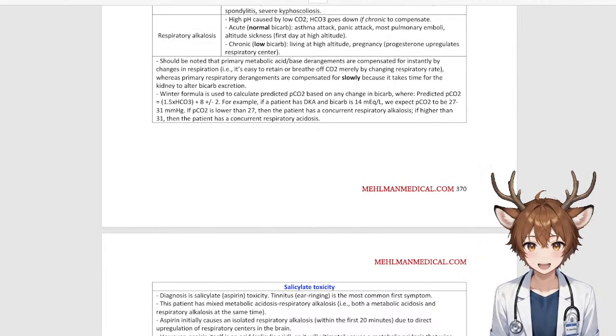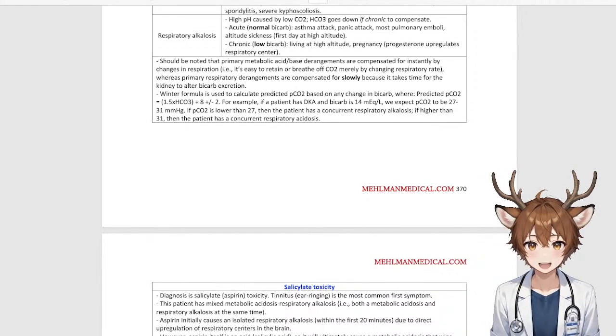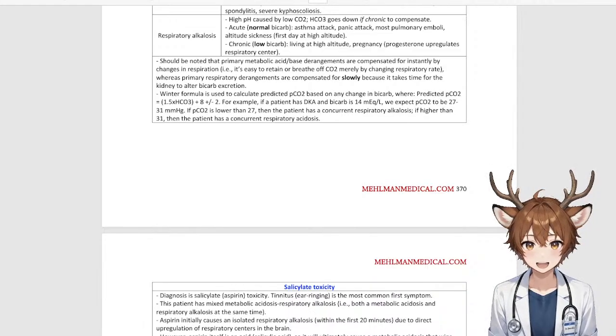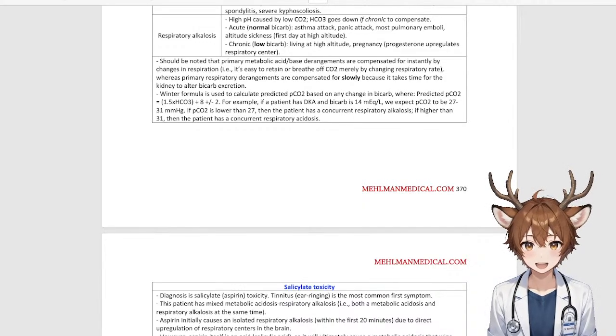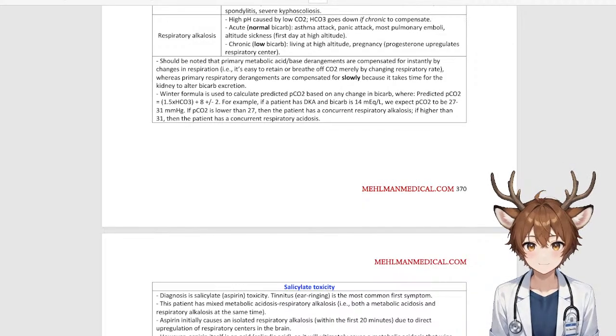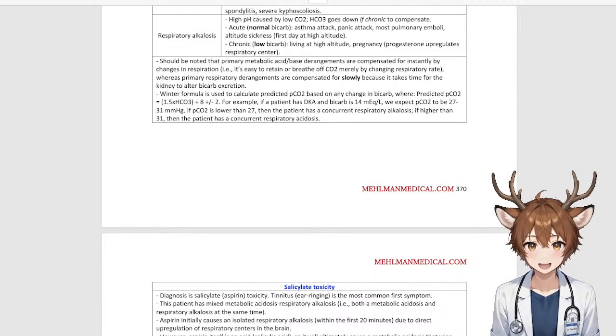It should be noted that the primary metabolic acid-base derangements are compensated for instantly by changes in respiration. That is to say, it's easy to retain or breathe off carbon dioxide merely by changing respiratory rate, whereas primary respiratory derangements are compensated for slowly because it takes time for the kidney to actually alter its bicarb excretion. So the actual compensation time is different between the metabolic renal system versus the respiratory system.